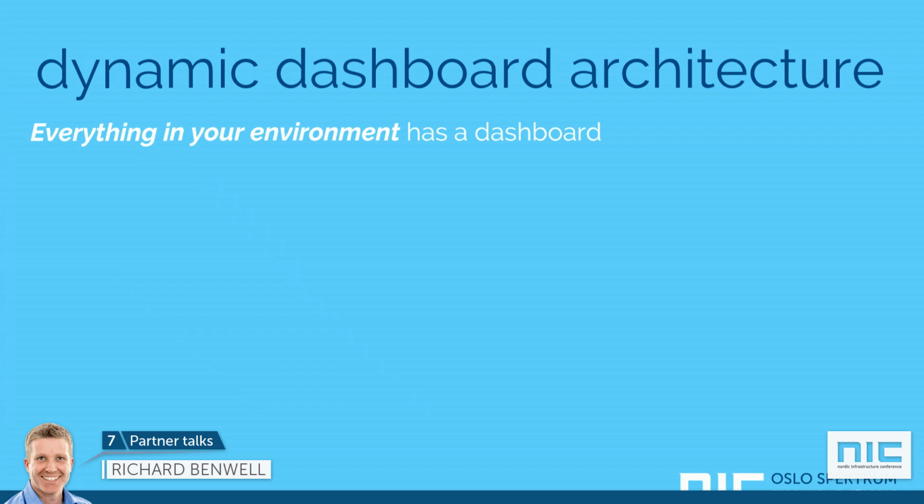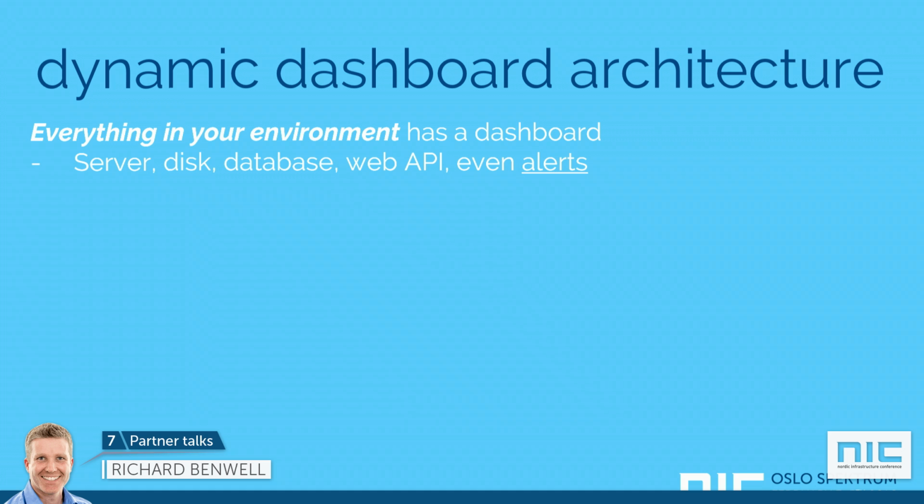So what we just showed there was those high-level global dashboards. This is an application. This is all of your SQL servers. With V3, everything in your environment will have a dashboard. So a server, a network device, a disk, a database, an API that you're testing, even alerts will have a dedicated dashboard that's showing you the data that you need for that particular context.